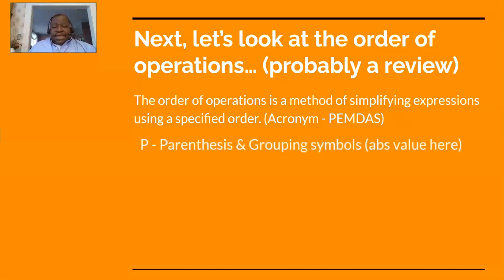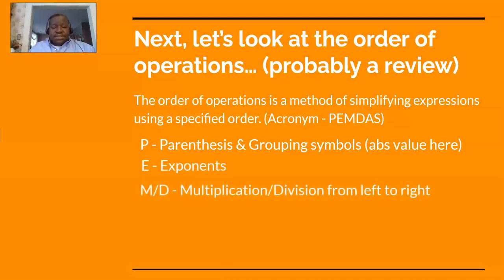Well, the P stands for parentheses, or grouping symbols. Absolute value also counts here. E stands for exponents. I want you to notice something. Multiply and divide. This is where kids often get confused. Multiply and divide are actually on the same level.